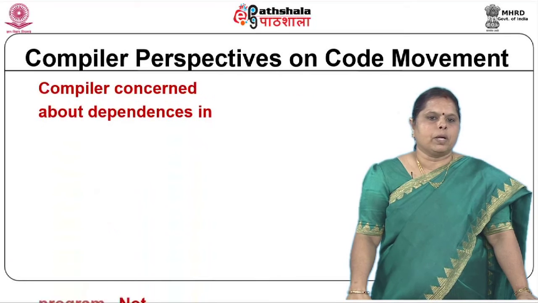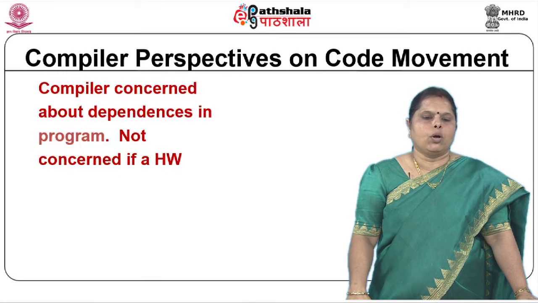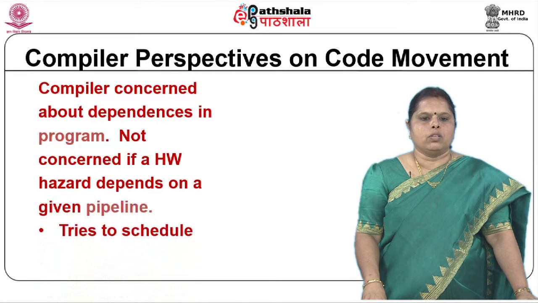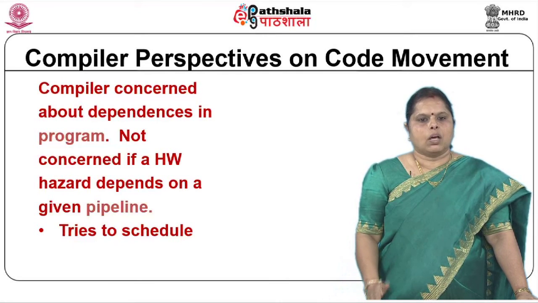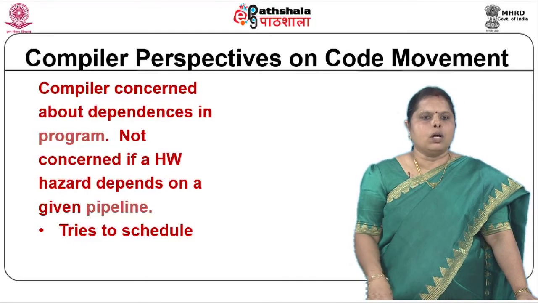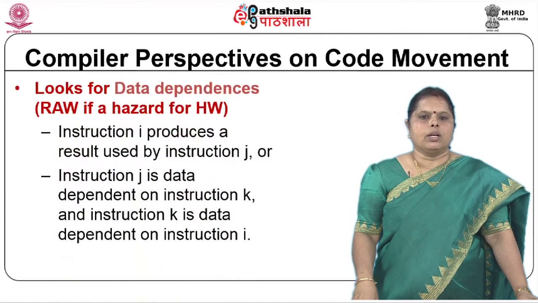The compiler perspectives on code movement. We've already looked at dependencies in earlier modules in the beginning. You know that dependencies are properties of programs which the compiler is worried about, and whether these dependencies will turn out to be hazards depends on how these instructions are executed in the pipeline. So, dependencies are always there; dependencies are properties of programs. Whether they turn out to be hazards will depend on how they get executed, and the compiler will try to schedule them so that you do not have problems with these dependencies.